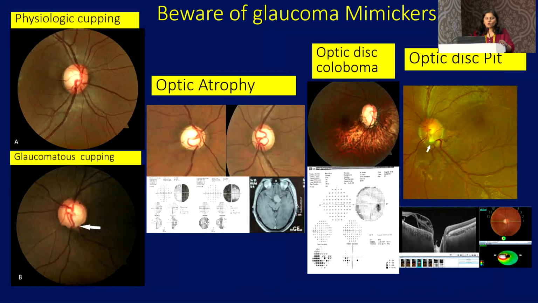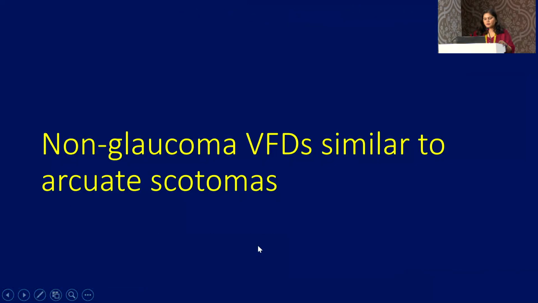Also beware of glaucoma mimickers. Here I have put in multiple photographs. Here you can see that this is a physiological cupping. This is a typical neuroretinal rim notch with an inferior RNFL defect, which is glaucomatous. However, this is a pituitary adenoma which is presenting with temporal pallor along with rim thinning, which can be easily confused with glaucoma. Optic disc colobomas and optic disc pits are other things.